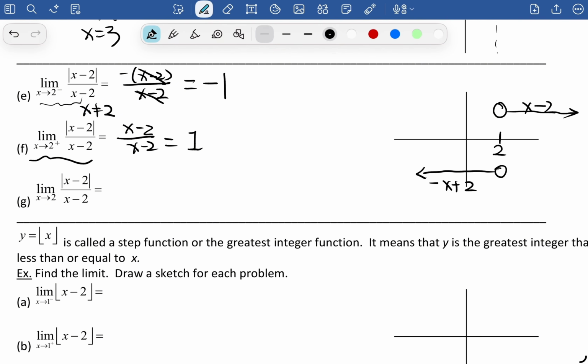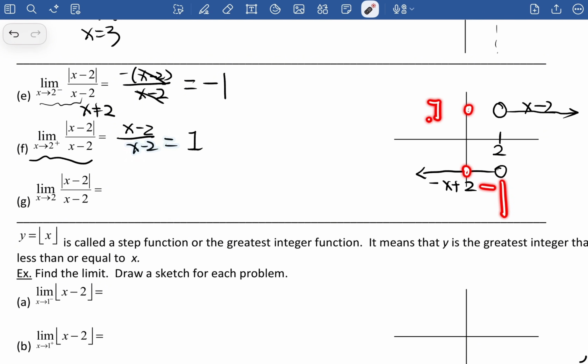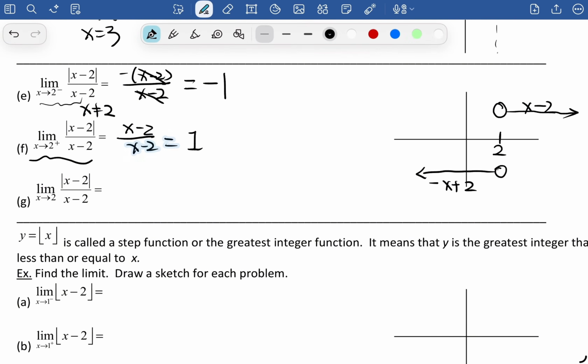Or you can see it from the graph. The value over here is negative 1, and the value over here is 1. So if it's a left limit, it's approaching negative 1. If it's a right limit, it's approaching 1. Again, what about the two-sided limit? As we mentioned before, the two-sided limit exists when the left limit is equal to the right limit. So apparently, negative 1 does not equal 1. So we just put for part d that the limit does not exist.